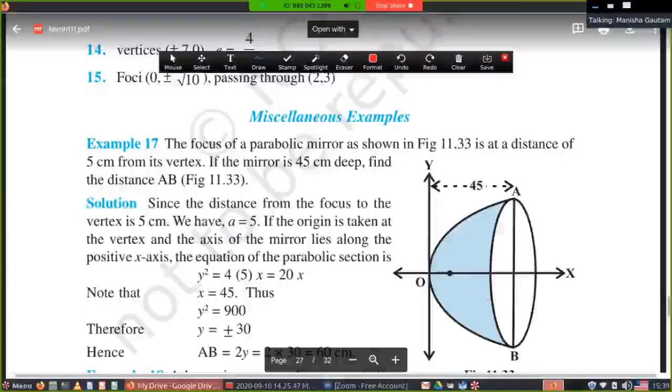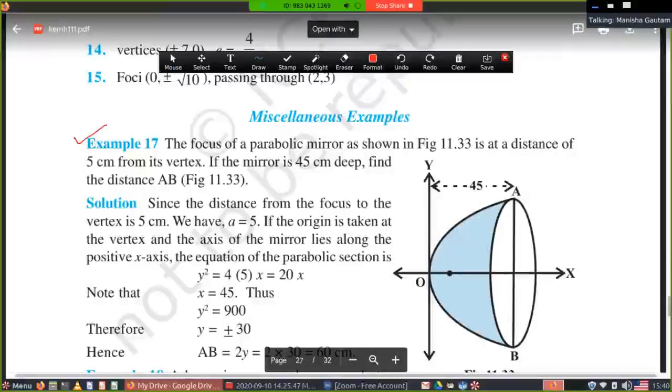We are doing the chapter Conic Sections. In the previous lecture, we discussed the hyperbola curve. Now today we'll discuss the miscellaneous examples of Chapter 11, Conic Sections. In this miscellaneous exercise, in example number 17, read the statement.